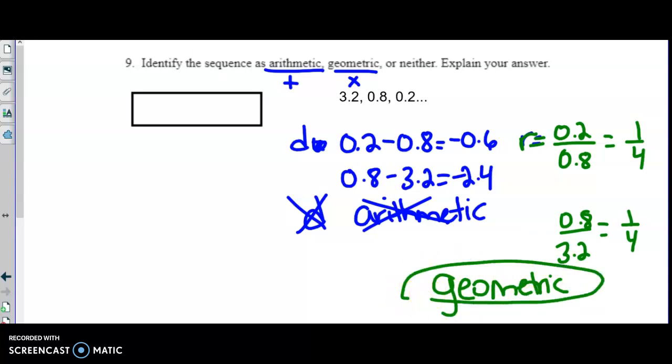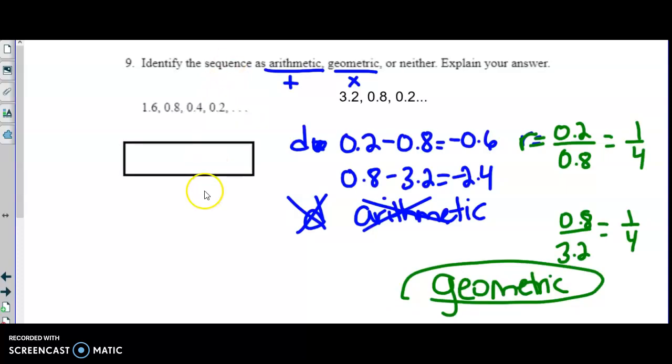If neither of those had worked, then you would pick neither. What is here? Oh, that's it.